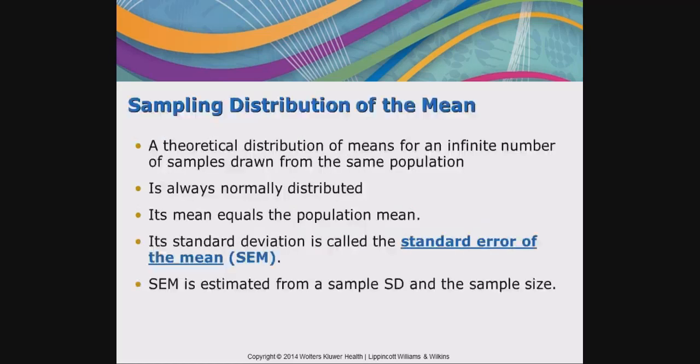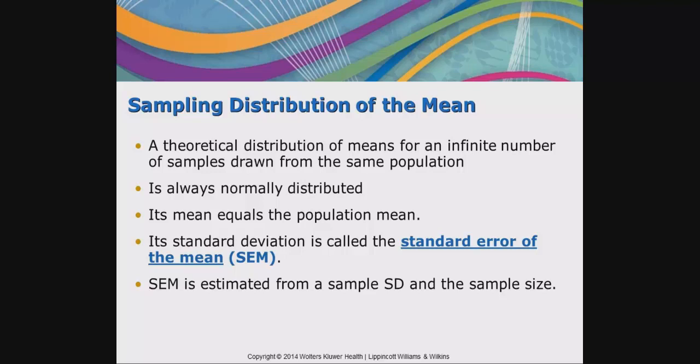So, sampling distribution of the mean. This is again a theoretical frequency distribution. And it's based on an infinite number of samples. So really, that's all you need to know. It's a theoretical frequency distribution. You know, we study the UMMC RN to BSNs, but we know that y'all are superior to all the other RN to BSNs in the nation.